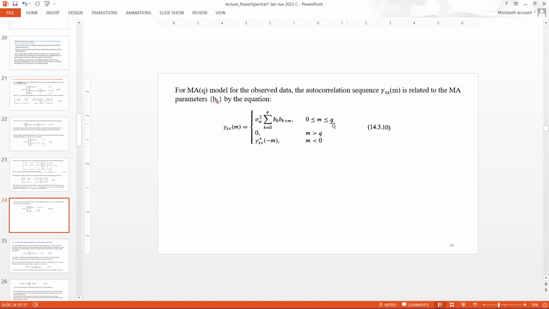So here m from 0 to q, m greater than q and m less than 0. So for these two conditions we can find the value of the model values for moving average MA(q). So here we can find the value of b_k from this b_k.